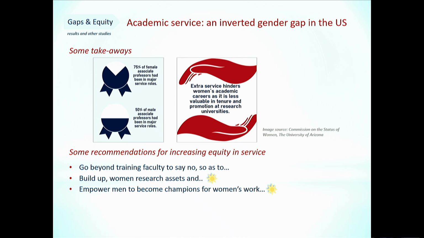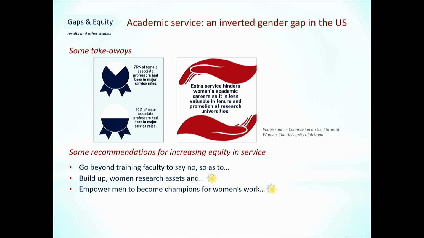So some recommendations for increasing equity in service, and some of these come from the research. Go beyond training faculty to say no. There's a lot of research dedicated to train women as to how to say no, so as to build up women's research assets and empower men to become champions for women's work. This focuses on something I said in the beginning of my presentation about the importance of focusing on an asset perspective rather than a deficit perspective.